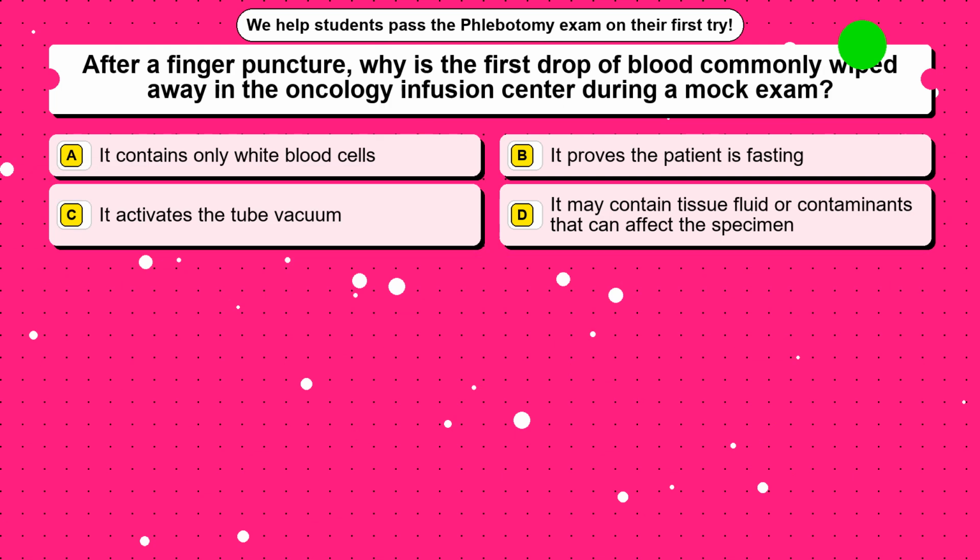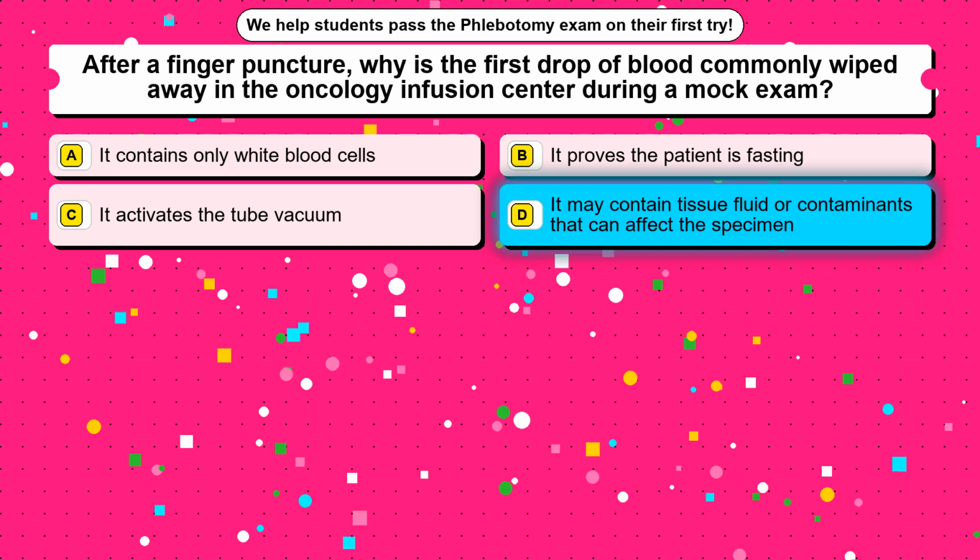Question 80. After a finger puncture, why is the first drop of blood commonly wiped away in the oncology infusion center during a mock exam? Option A. It contains only white blood cells. Option B. It proves the patient is fasting. Option C. It activates the tube vacuum. Option D. It may contain tissue fluid or contaminants that can affect the specimen. The correct answer is option D.